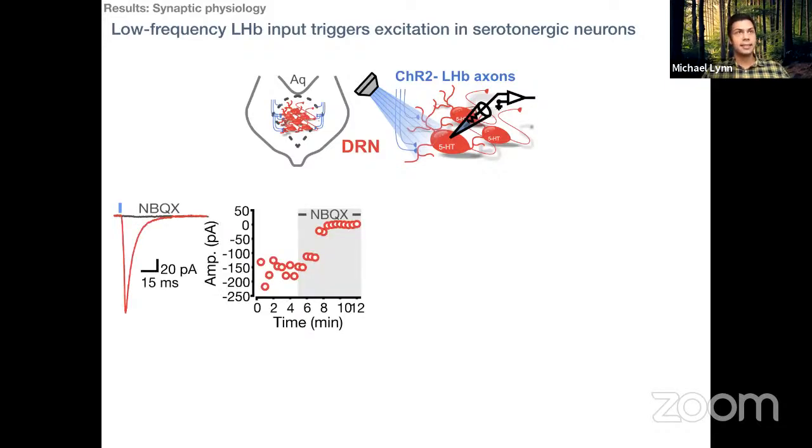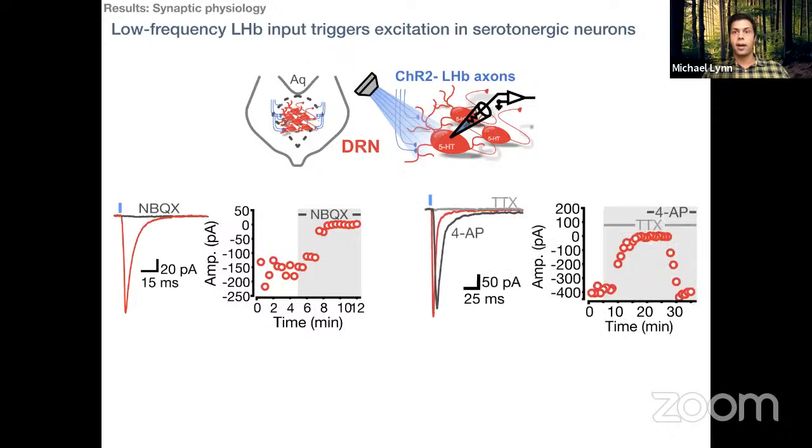We just see a classic excitatory inward current. This is AMPA mediated, can be blocked with NBQX. We show they're monosynaptic. We also show there's NMDA components. So so far it seems like really classic, monosynaptic excitatory transmission from habenula to raphe.